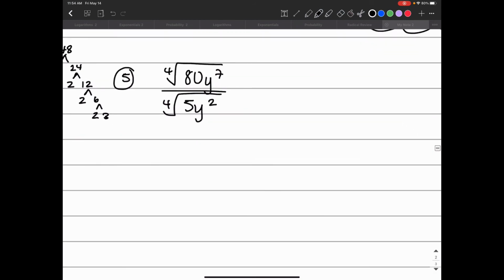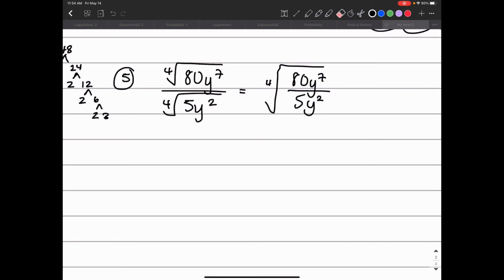And then for number 5, sometimes you're going to see roots on top of each other. If they're the same root, you can actually combine them. So I could rewrite this as the 4th root of 80y to the 7th power over 5y squared. And this way I can cancel things inside and simplify before I do anything else.